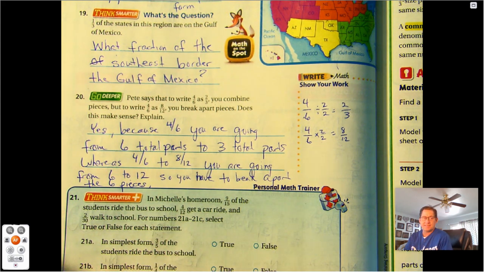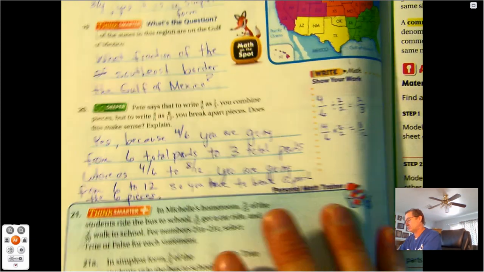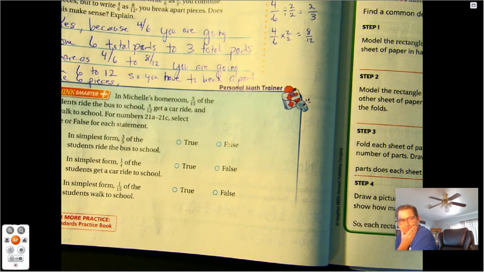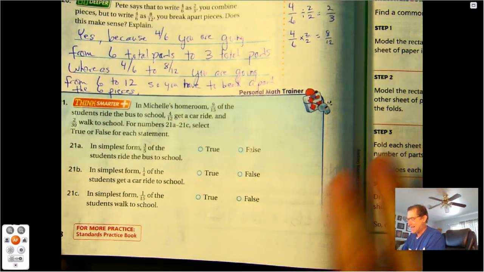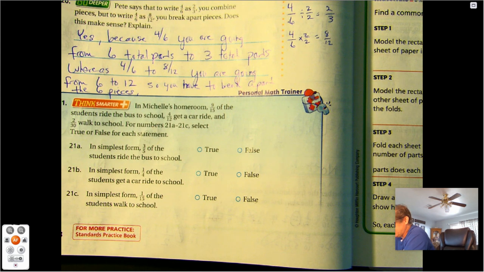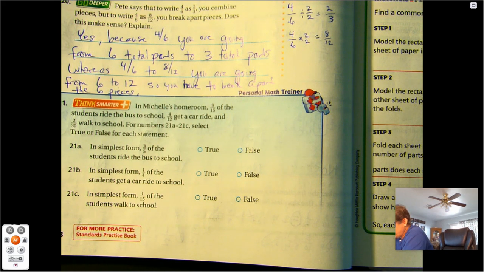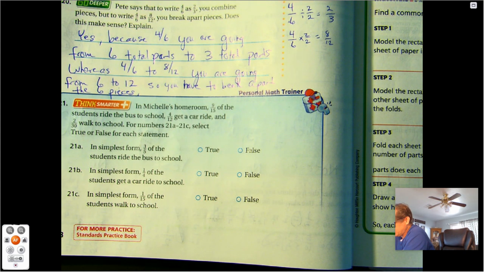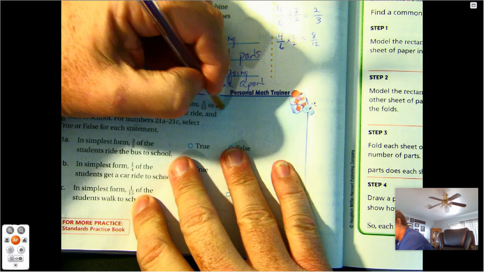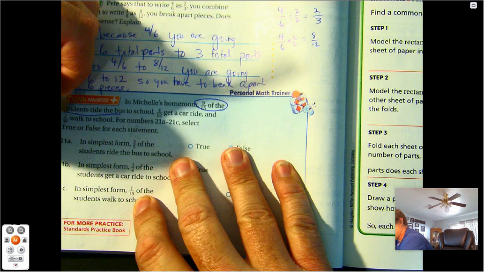All right, 21. In Michelle's homeroom, 9/15 of the students ride the bus to school, 4/12 get a car ride, and 2/30 walk to school. For numbers 21a through 21c, select true or false for each statement. In simplest form, 3/5 of the students ride the bus to school. So let's go ahead and circle some things here. And I'm going to underline. So circle is the bus.